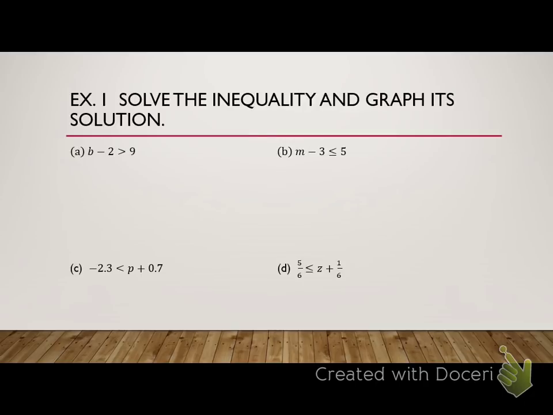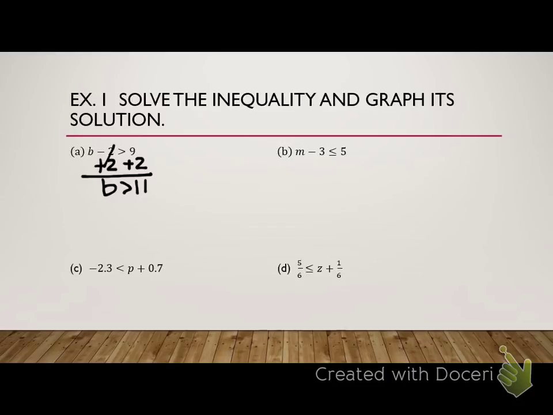In example number 1, it says solve the inequality and graph its solution. So if you're looking at letter A, you can easily see that we need to isolate the variable b. In order to do that, we need to move the 2 to the other side of the problem. So since that is a minus 2, we are going to add 2 to both sides of the inequality. Because remember, what we do to one side, we must do to the other. This works with inequalities as well as equations. So this cancels out and b is greater than 11.